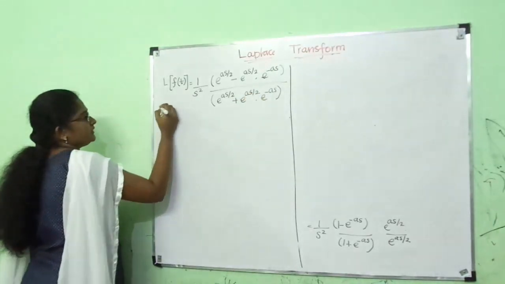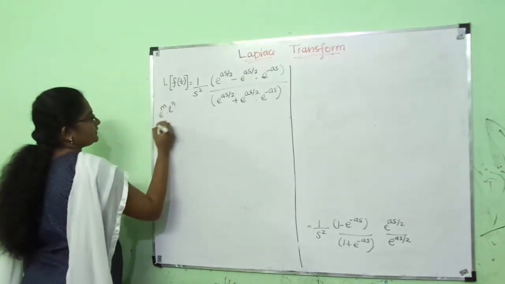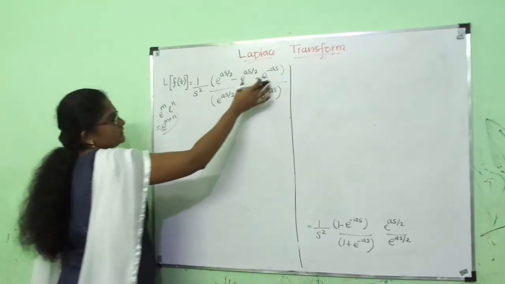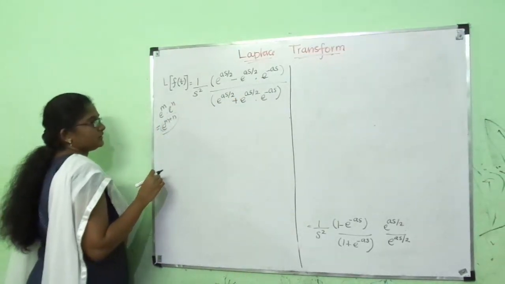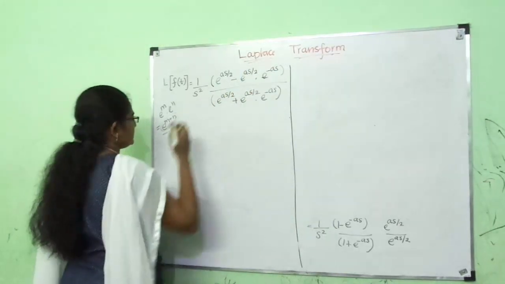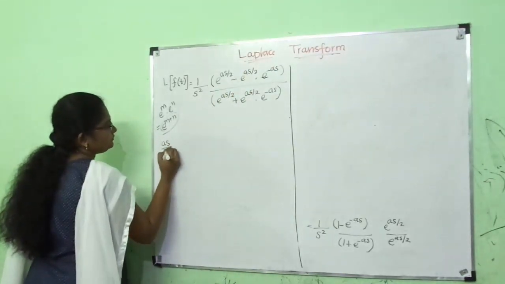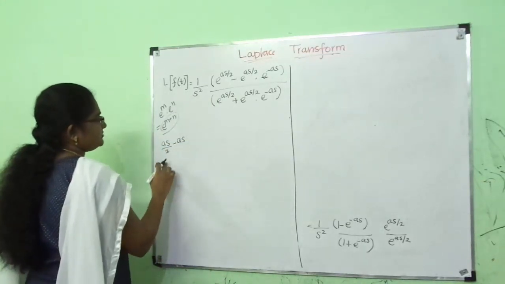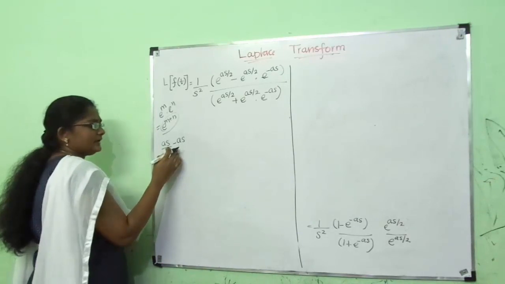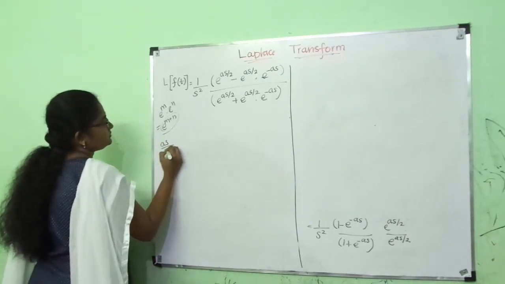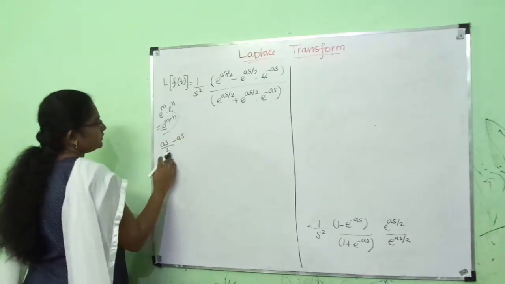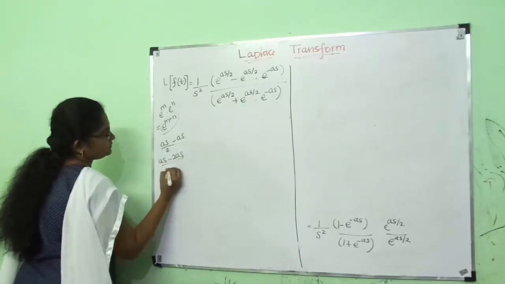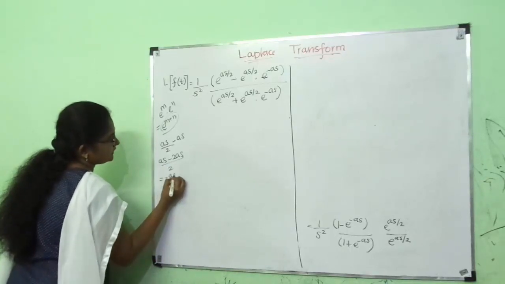By the power rule method, e power m into e power n will be e power m plus n. So we are going to apply this power rule method in this place. Here the powers m and n are as by 2 and minus as. So as by 2 minus as. Both do not have the same denominator, so we are going to take LCM, as by 2 minus as, as minus 2as by 2, so you will get minus as by 2.